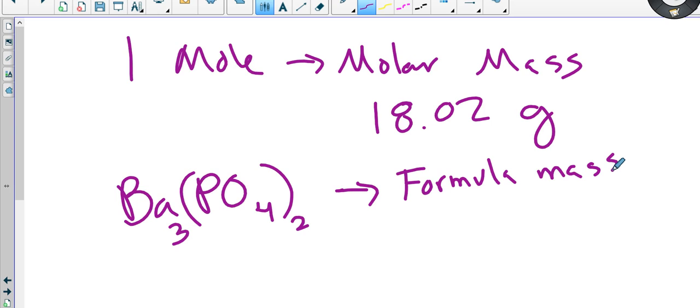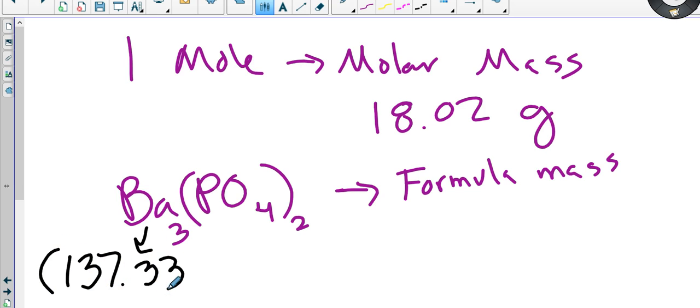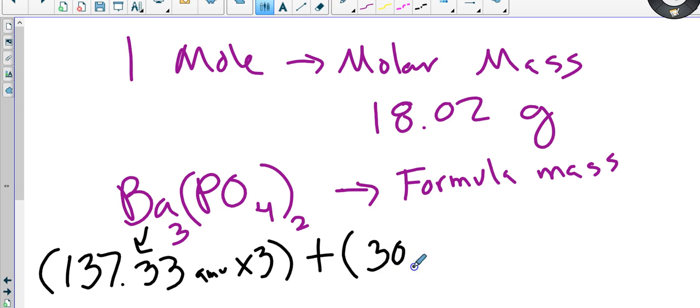So to do this, I need to have 3 bariums. Barium's mass is 137.33 AMUs, times 3, plus how many phosphoruses? 2, that's right. Phosphorus's mass is 30.97.